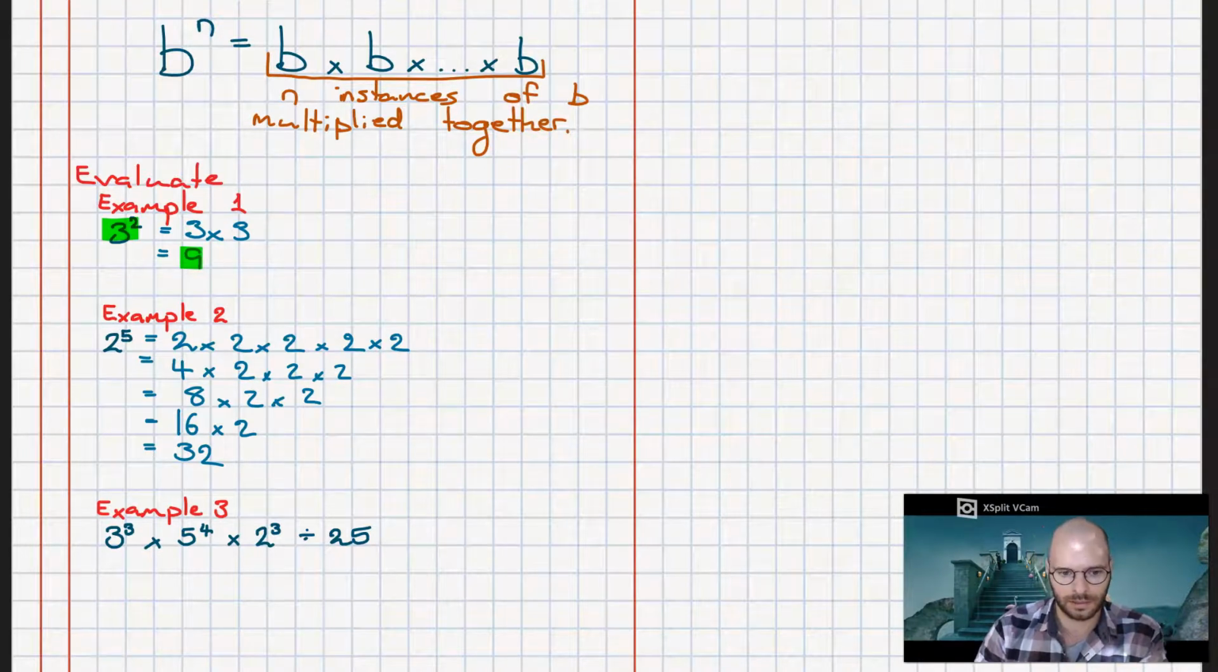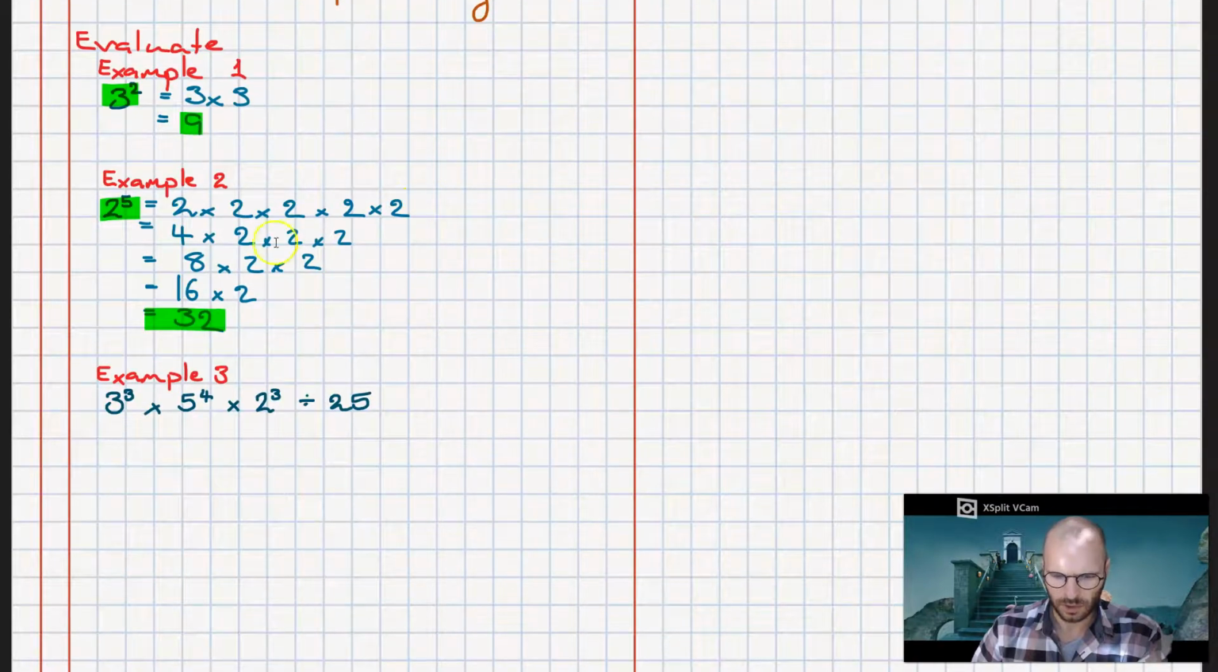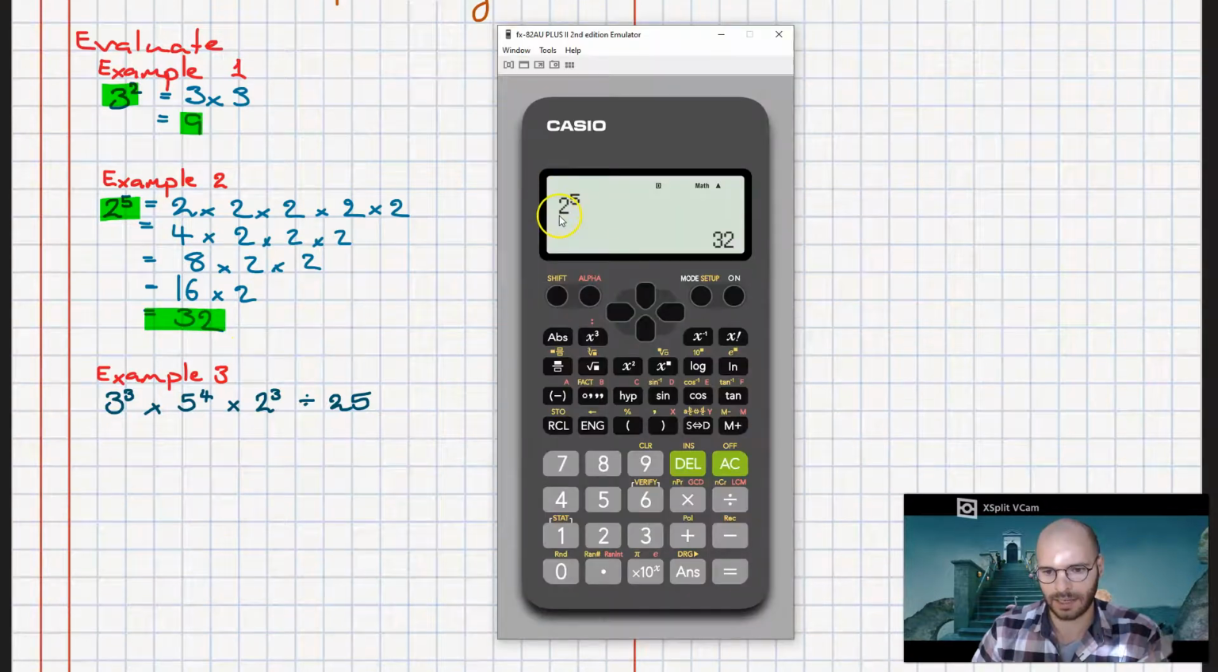So by using technology, we come to the answer much more easily. It's still important to understand what this notation means: it's 5 lots of 2 all multiplied together to give us 32. But we want to be using our calculators for this because we can't memorize all of these.